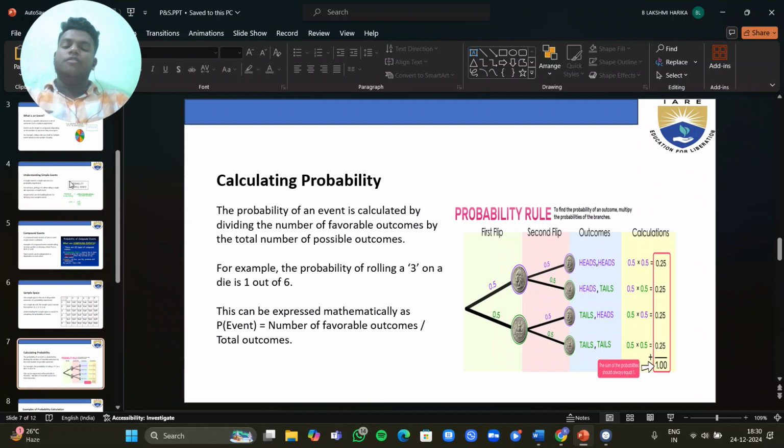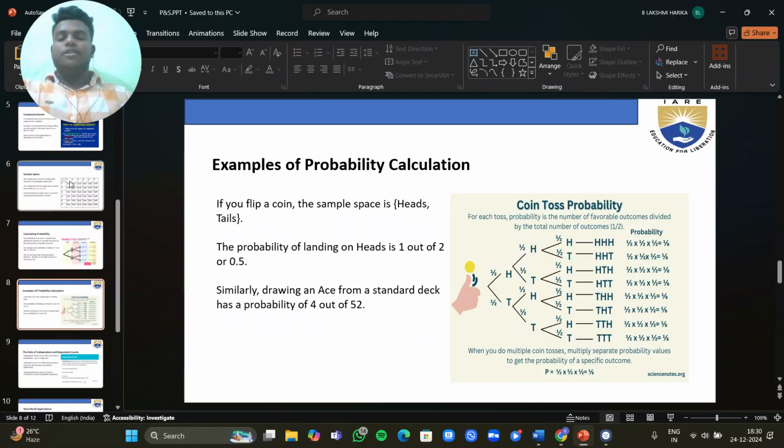Calculating probability. The probability of an event is calculated by dividing the number of favorable outcomes by the total number of possible outcomes. For example, the probability of rolling a 3 on a die is 1 out of 6. This can be expressed mathematically as the number of favorable outcomes divided by total outcomes.